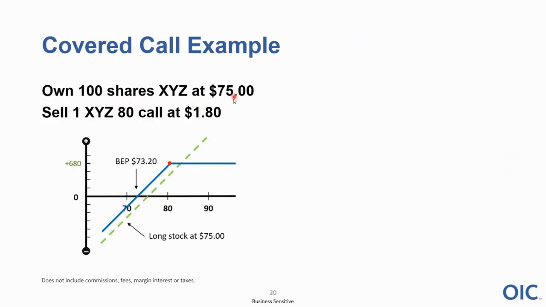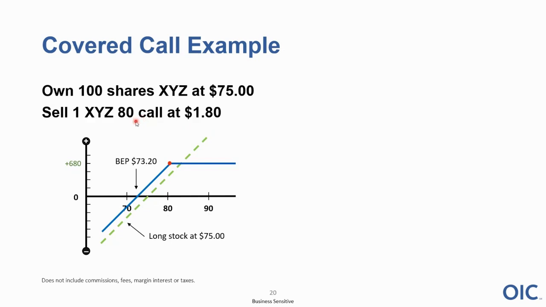Without this option, we own 100 shares of stock for $75. If stock drops $1, we lost $1. If stock goes up $1, we made $1. But by selling an option against it, we're collecting this extra premium. We're collecting an extra $1.80, or because each option contract represents 100 shares, we're collecting $180 in the real world. So if the stock doesn't do anything and stays at $75, we've got that $180 premium in our pocket as profit.